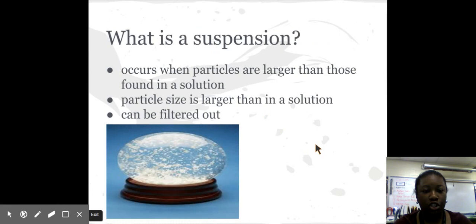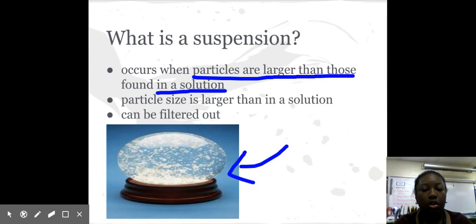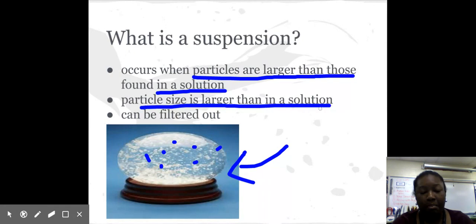So suspension. With heterogeneous, the example would be suspension, and that occurs when particles are larger than those found in a solution. In this snow globe, we see these particles. We can shake it up as much as we can, but we're still going to see those flakes floating around in the water. So the particle size is larger than in a solution. It can't be filtered out.